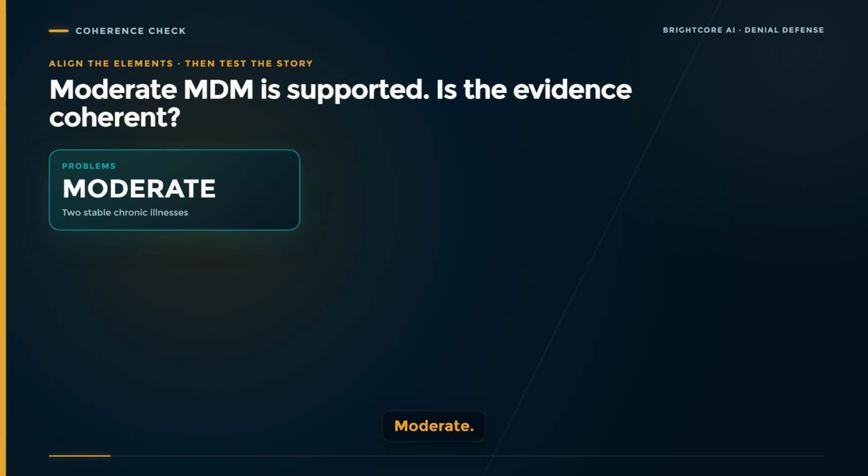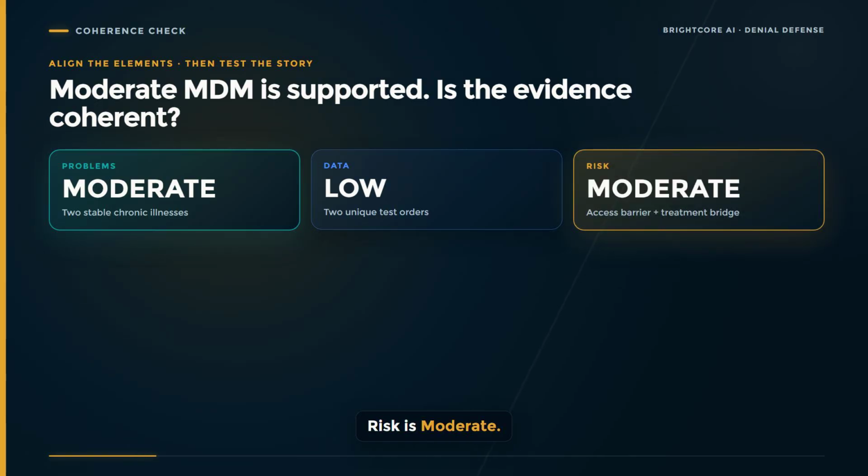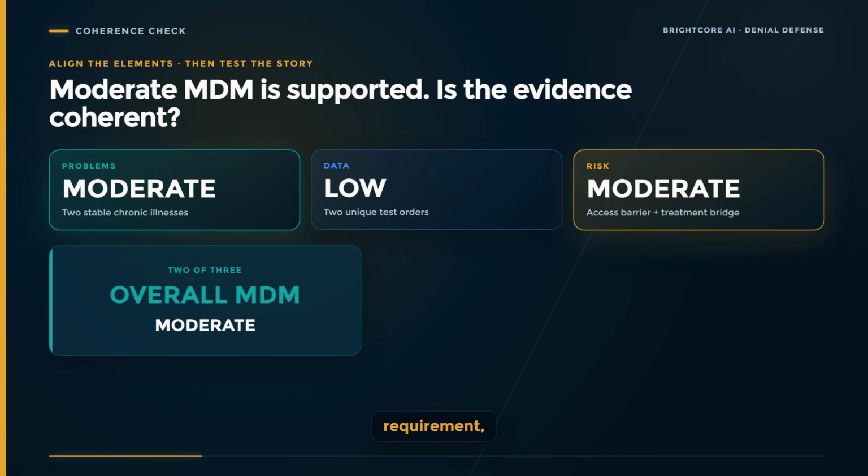Now align the three MDM elements. Problems are moderate. Data are low. Risk is moderate. Problems and risk meet the 2 of 3 requirement, so the overall MDM is moderate. But before we choose a response, test whether the documented work and the reported service tell one coherent story.